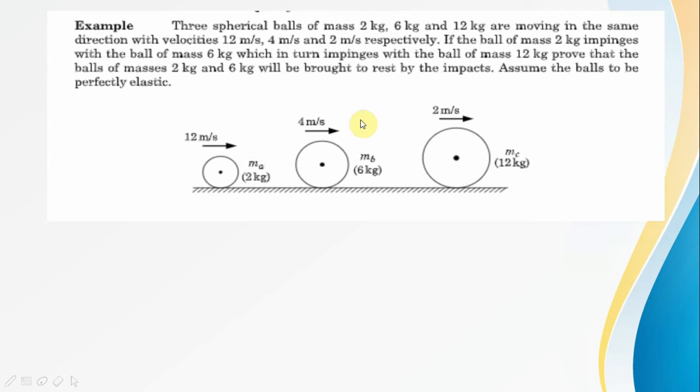If the ball of mass 2 kg impinges on the 6 kg ball, and after this impingement the 6 kg mass impinges on the 12 kg mass, we have to prove that after this impinging these two masses come to rest. That is, VA dash equal to 0 and VB dash equal to 0. This we have to prove, and we are assuming that the balls are perfectly elastic. So if the balls are perfectly elastic, we know the coefficient of restitution is equal to 1. So let us try to solve this numerical.